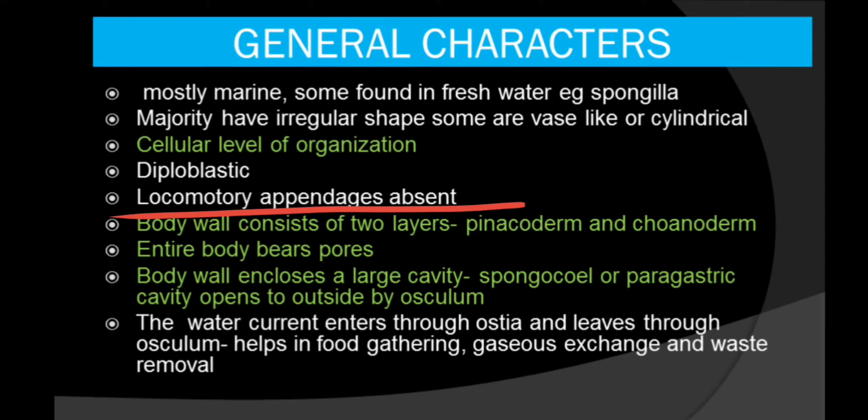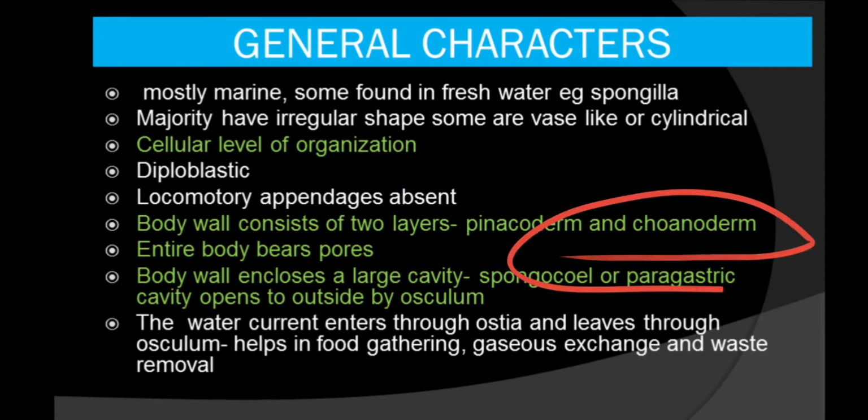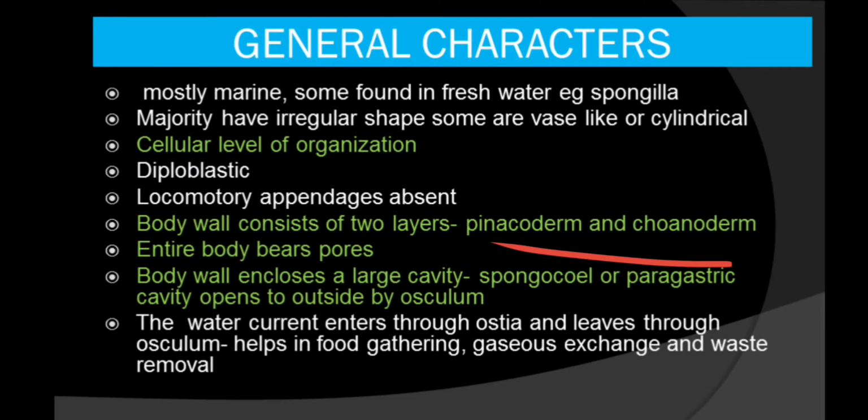Now if you talk about the body wall, it consists of two layers, pinacoderm and the choanoderm. Alright, pinacoderm and the choanoderm are the two germ layers, whereas in between the pinacoderm and the choanoderm there is a gelatinous layer that is known as mesenchyme, also known as mesohyl layer. Right? But this is a gelatinous layer, whereas the body wall consists of two main layers, pinacoderm and the choanoderm.